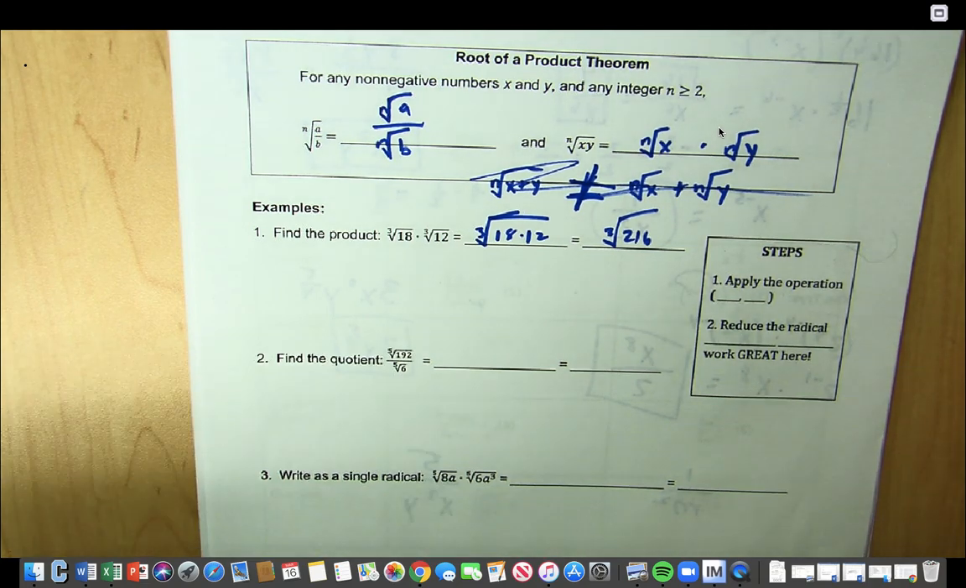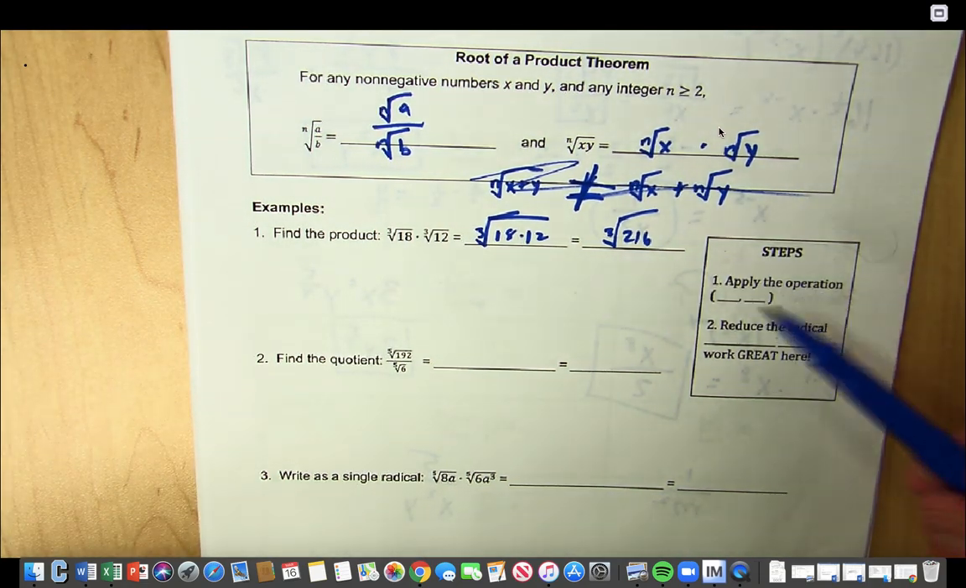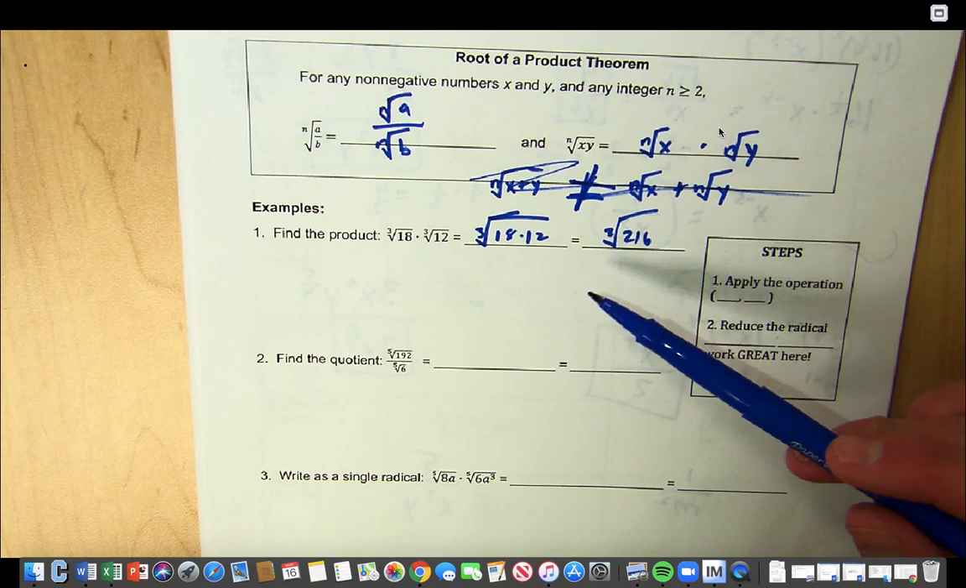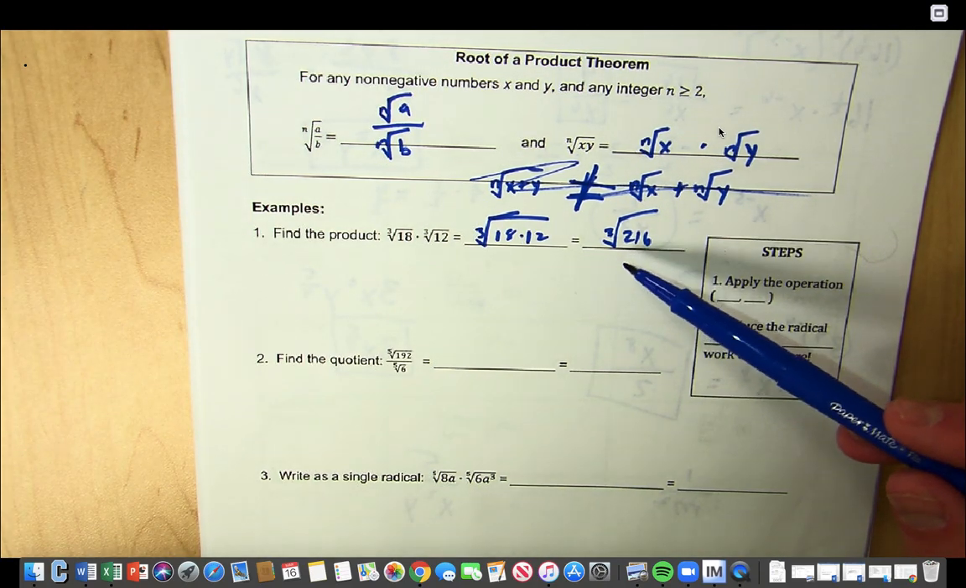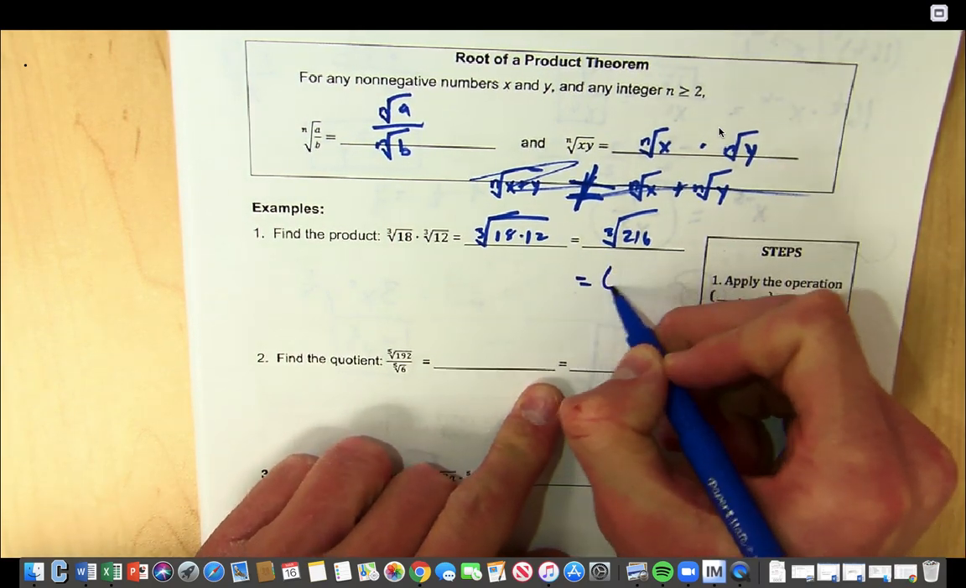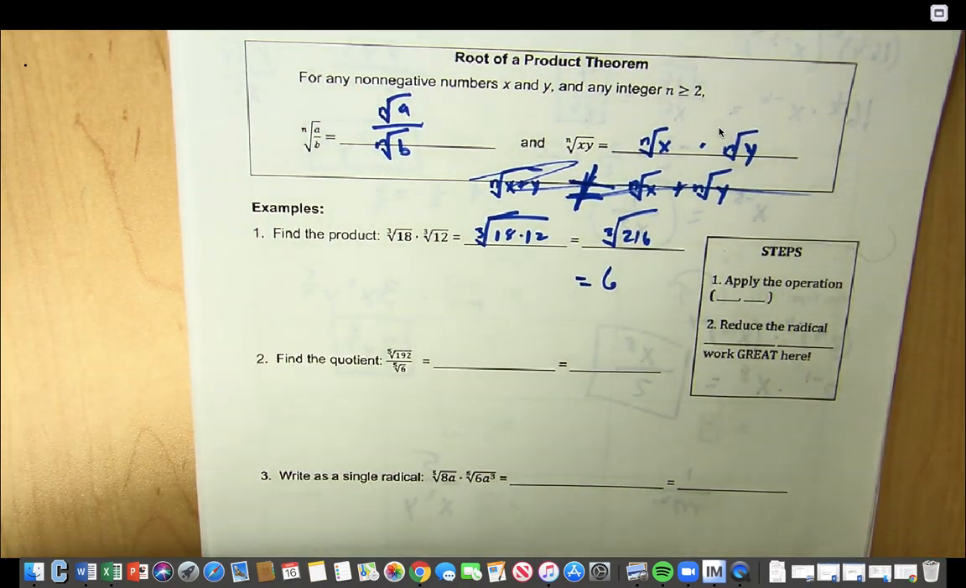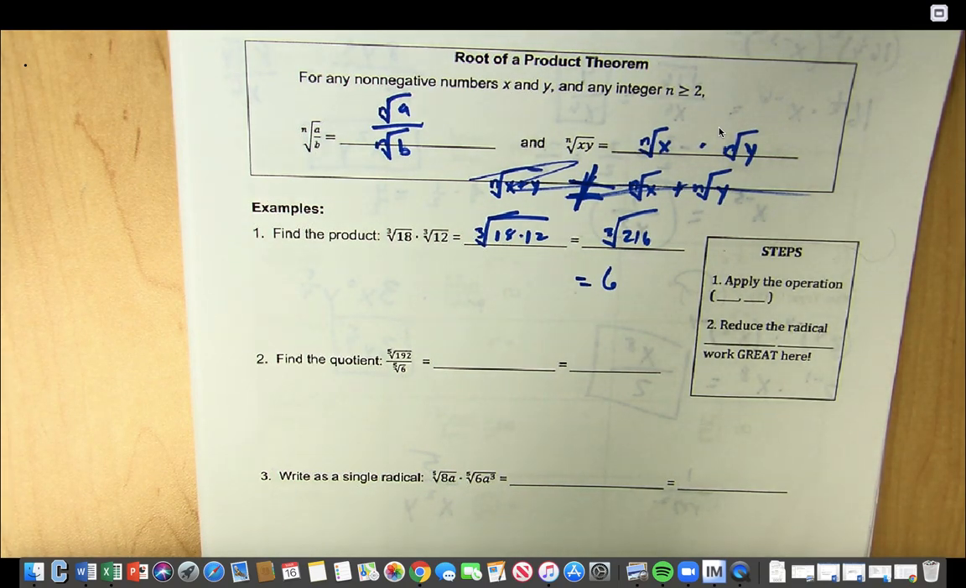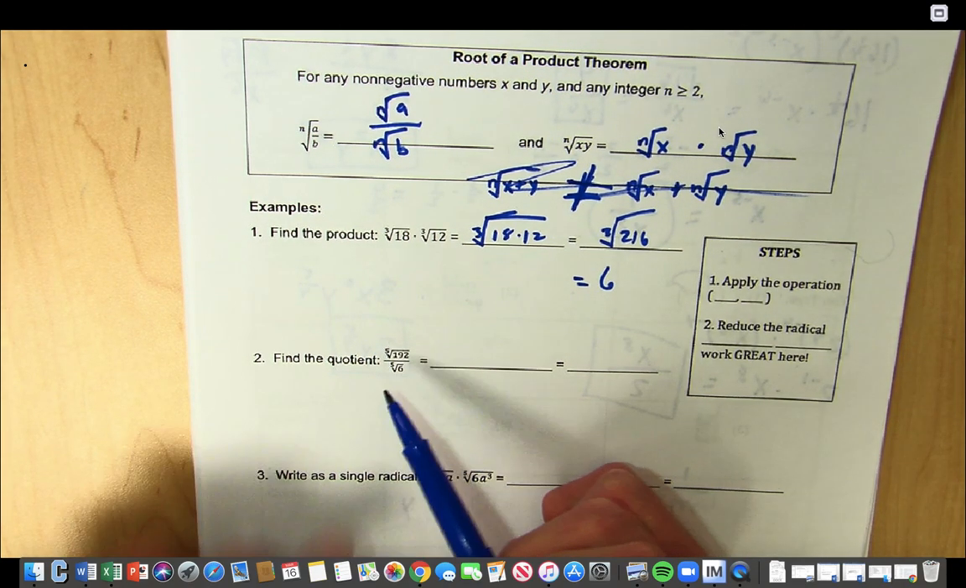And if you refer to the power card that is on Google Classroom or just thinking about perfect cubes, this actually does go in evenly. The cubic root of 216 is 6, because 6 times 6 times 6 is 216. So that would simplify all the way down into 6. You can do that for multiplication. You can also do that for division.